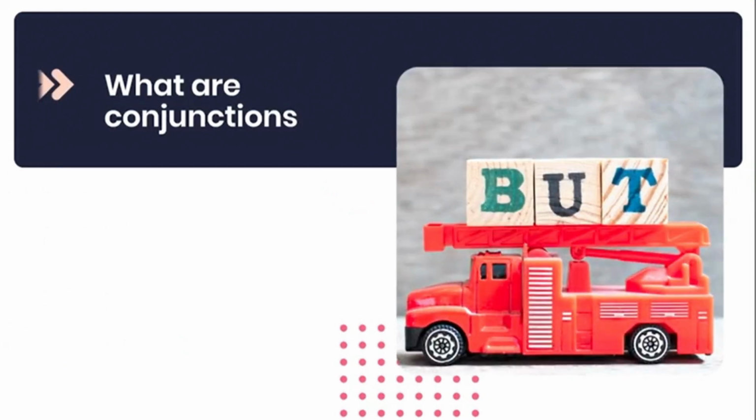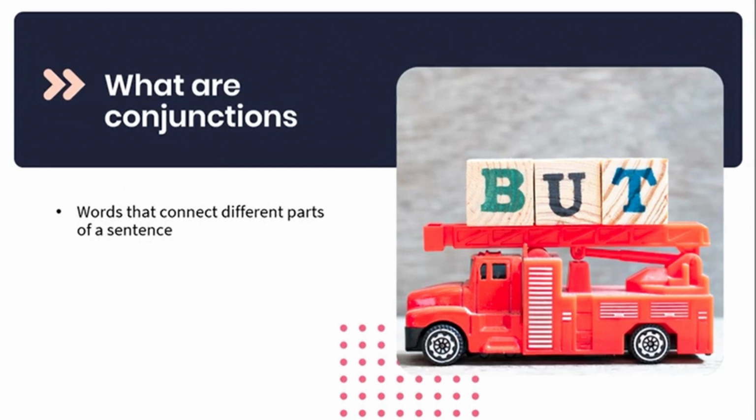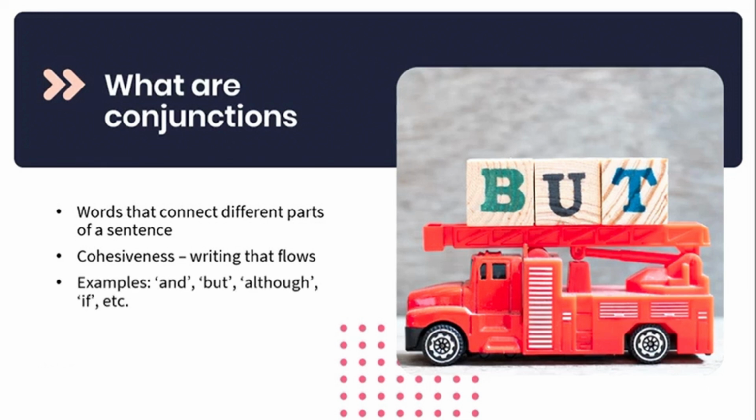Conjunctions are words that connect different parts of a sentence. Conjunctions are important for cohesiveness in writing. In other words, if you want your writing to flow well, you need to understand how to use conjunctions correctly. Some examples of conjunctions are and, but, although, if, etc.